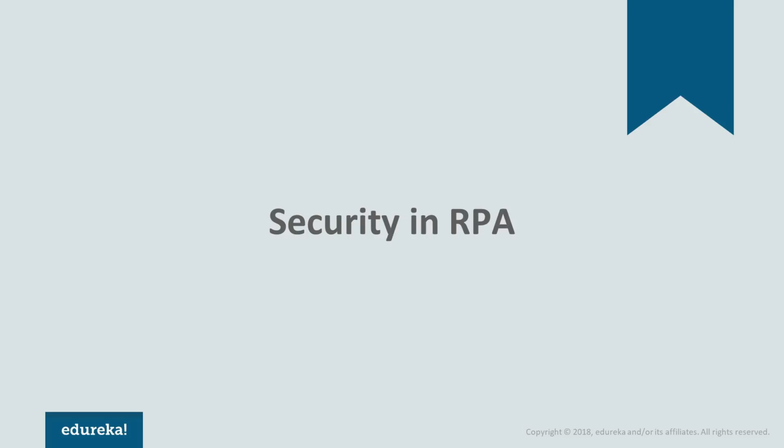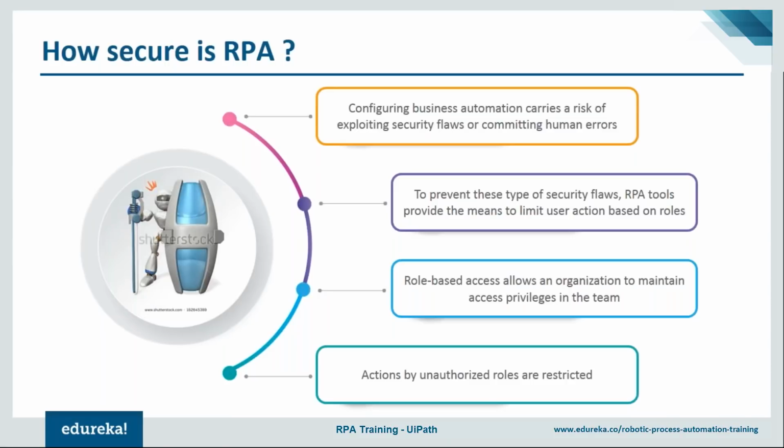The last part, which is very much important in any kind of application that you're creating, is security. So what is security in RPA, or how is security handled in RPA? When we talk about security, guys, let's talk about how secure RPA is right now. Configuring business automation carries a risk of exploiting security flaws or committing human errors. So there is a risk of exploiting security if your configuration is not correct.